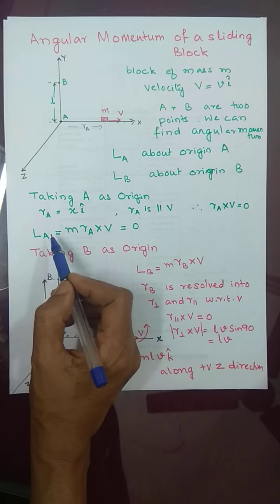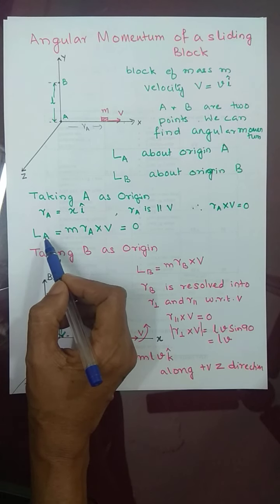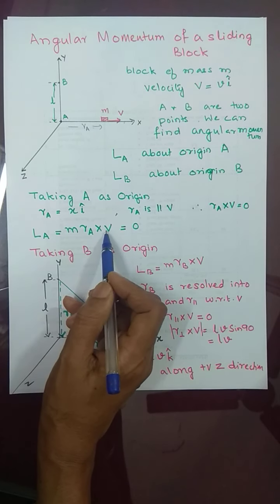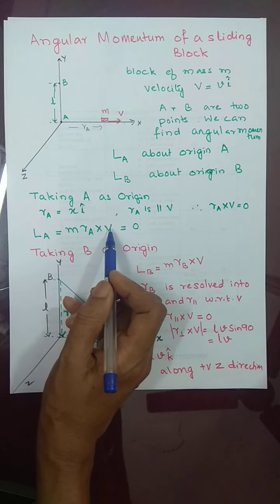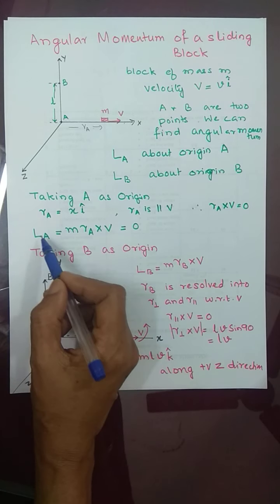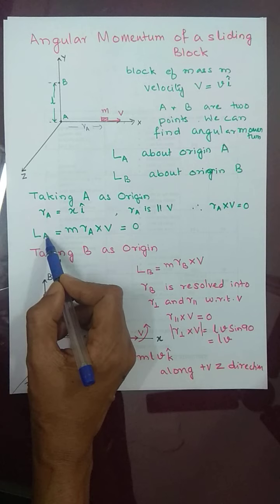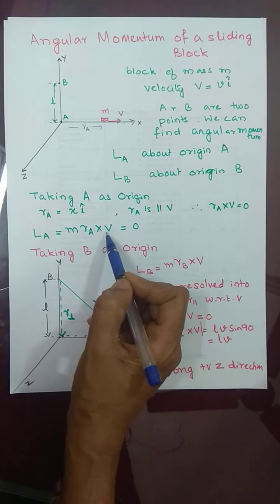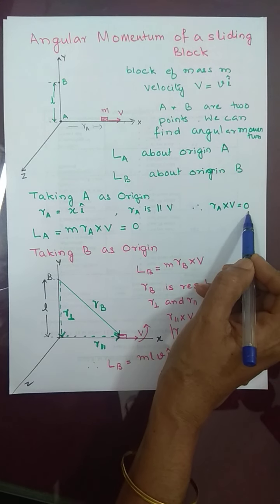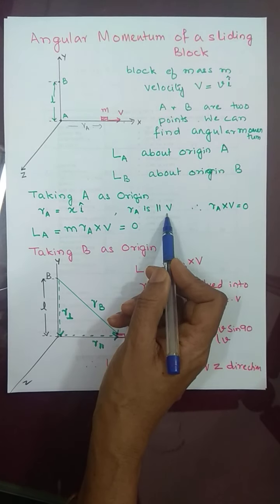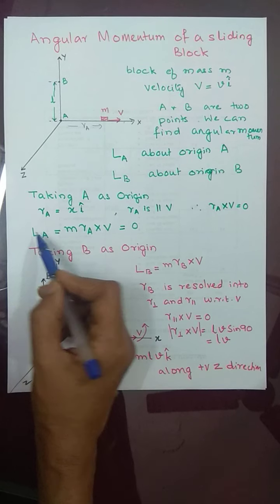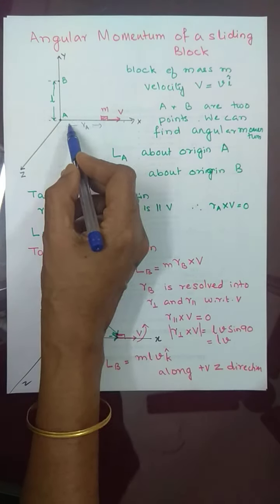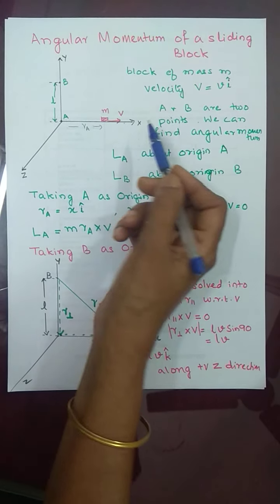What is the formula for angular momentum? You have studied in your plus 2 classes, m r v or m r square omega, is it not? So here I am taking angular momentum LA equal to m RA cross V. We have already seen that RA cross V is equal to 0 because RA is parallel to V. So you get angular momentum about origin A is equal to 0. Both the vectors are in the same direction.